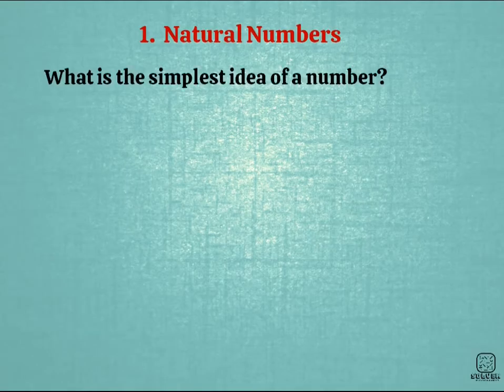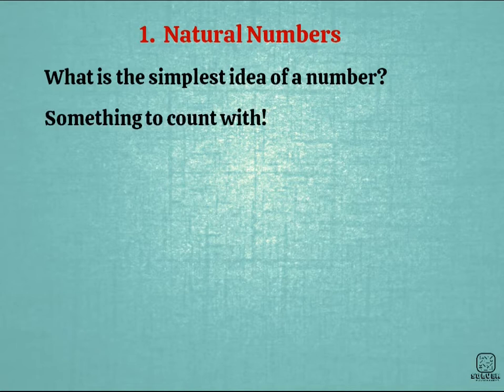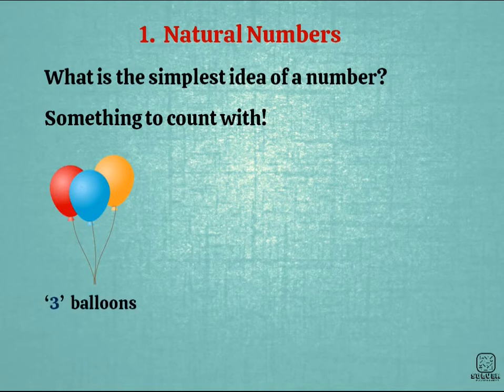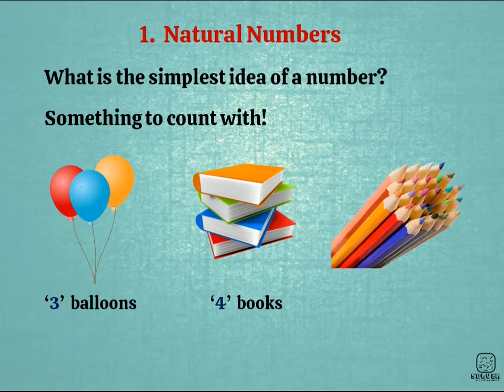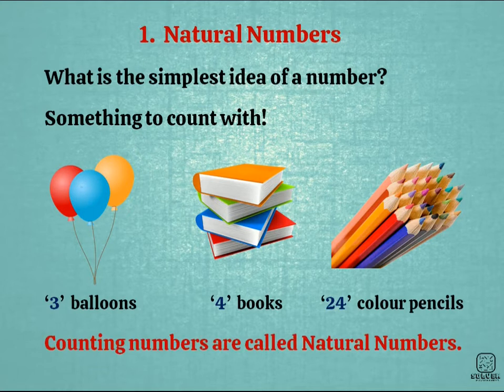First, natural numbers. What is the simplest idea of a number? Something to count with. For example, here you can see some balloons. How many balloons are there? 3 balloons. And here 4 books. And in this image 24 color pencils. So these counting numbers are called natural numbers.